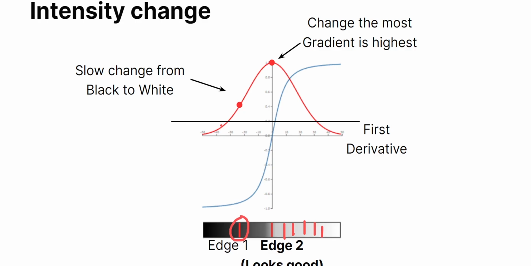By calculating the first derivative of the intensity function, we can see that, for example, this point on the first derivative is slowly changing from black to white. But right here we're going to place an edge, and when it reaches the top, we say that at this point it has the highest gradient. From that we just need to place our edge right here, and it will separate the black from the white nicely.